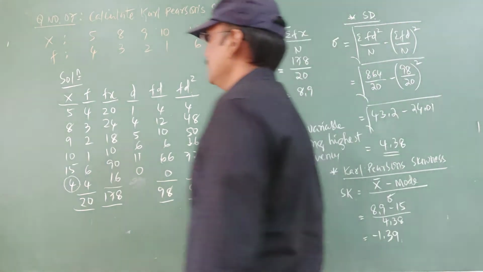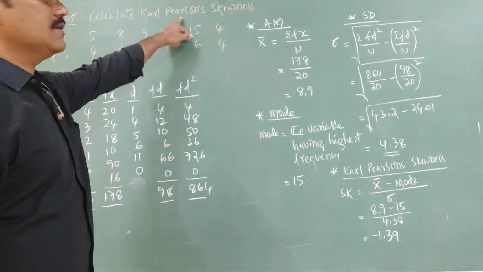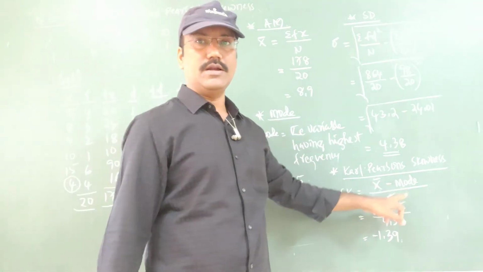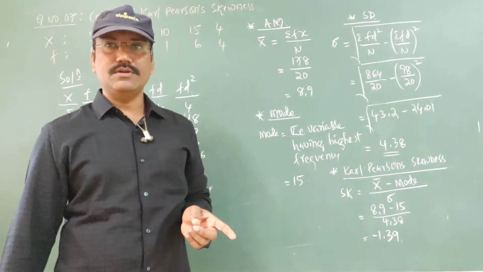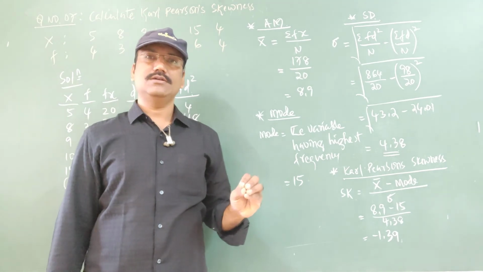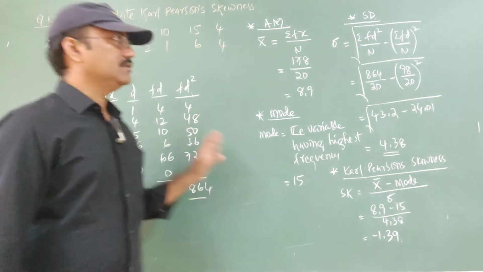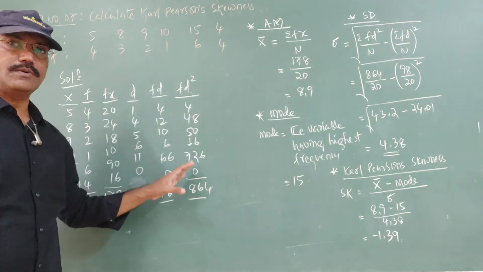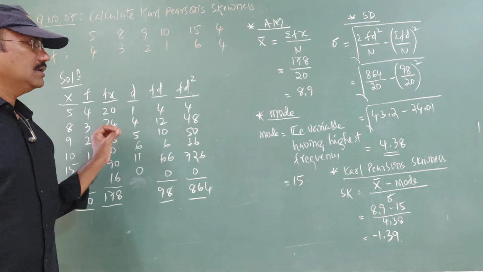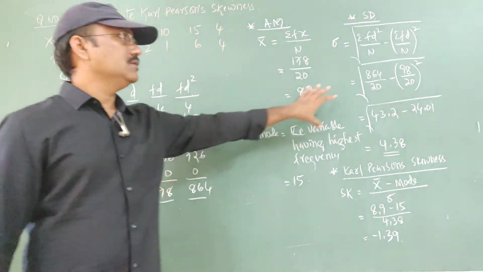Coefficient of skewness is based on which measure? Normally Karl Pearson's skewness is based on mean, mode and standard deviation. Bowley's skewness is based on quartiles, that is Q1, Q3. Quartile based is Bowley's; mean, median, mode or standard deviation based is Karl Pearson. So this was the solution for ungrouped data for Karl Pearson's. Already you know how to find the mean, mode, standard deviation.